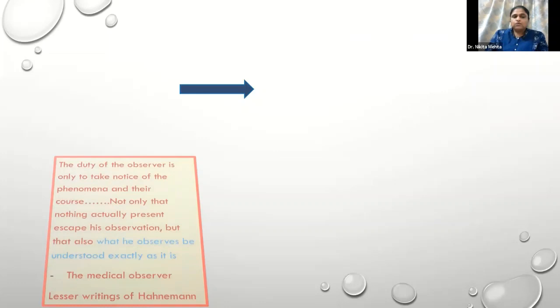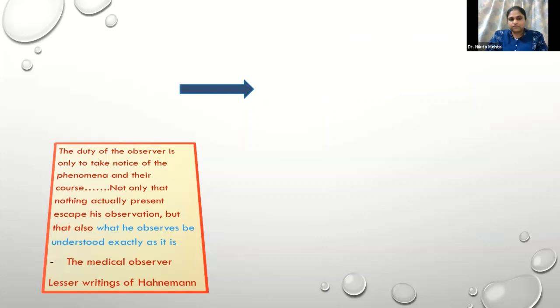Now, if we read the lesser writings of Dr. Hahnemann, the medical observer, he has written that the duty of the observer is only to take notice of the phenomena and their course. Not only that nothing actually present escapes his observation, but that also what he observes be understood exactly as it is.